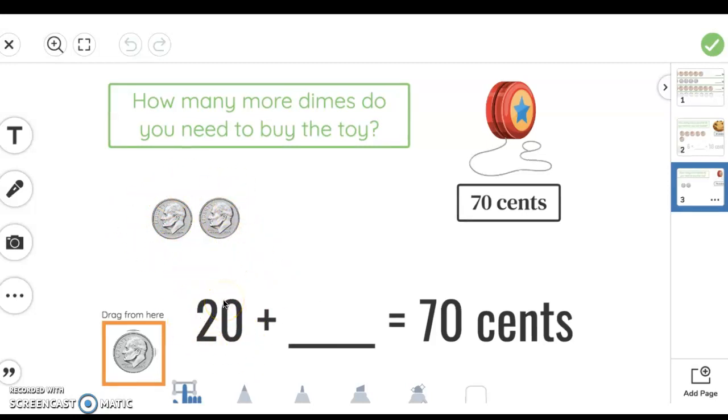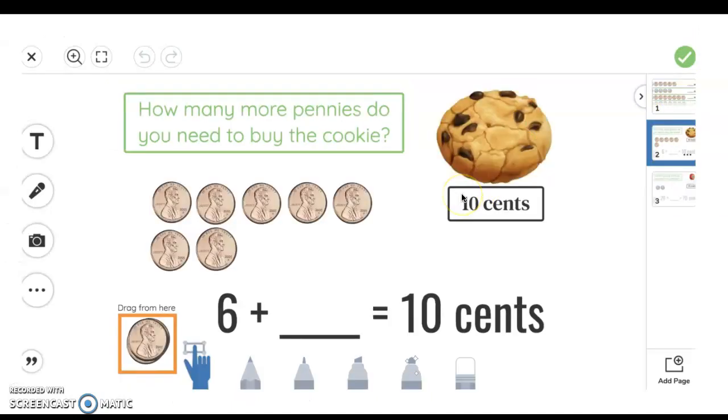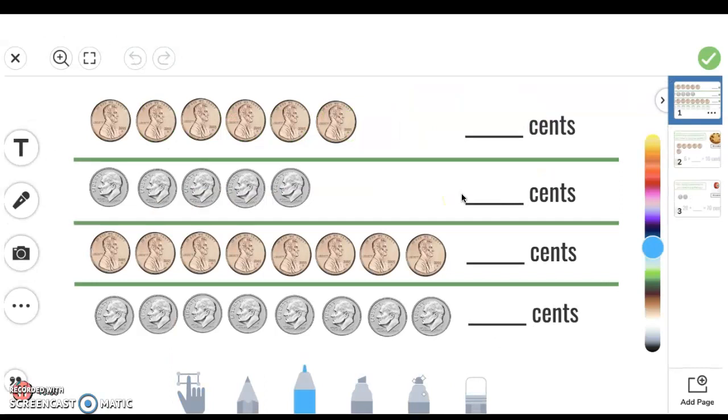Then when you're done with all 3 slides, you're going to hit that green check button in the top right corner. So again, friends, we are working on counting by pennies and dimes today. So if you're counting by pennies, you're counting by ones. And if you're counting by dimes, you're counting by tens.